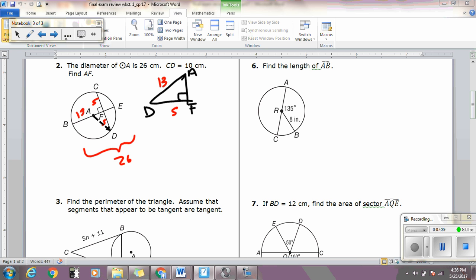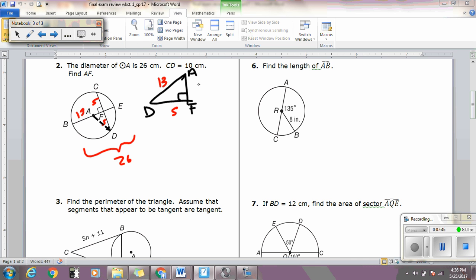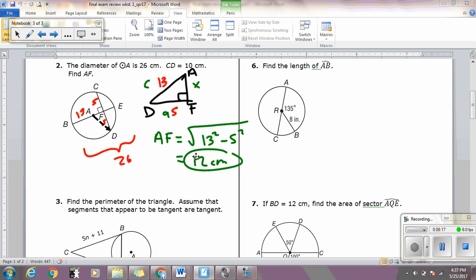So now our last question is to find AF, which is part of this triangle. And since it is a right triangle, we can use Pythagorean theorem. And since we've used Pythagorean theorem so much this year, I'm going to use the shortcut. So I have C and I have A. So AF is going to equal the square root of 13 squared minus 5 squared. And when you plug all of that into the calculator exactly like this, you would get 12 centimeters, correctly labeled.